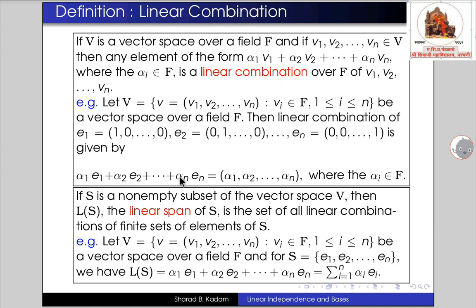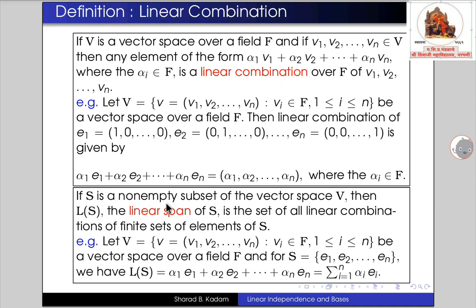So similarly, in alpha n En, we will get an n tuple whose nth component is alpha n and rest components are 0. And if we add these alpha i's into ei's, then we will get an n tuple whose first component is alpha 1, second component is alpha 2 and nth component is alpha n. Here each alpha i is a scalar. Next, we have the definition for linear span.